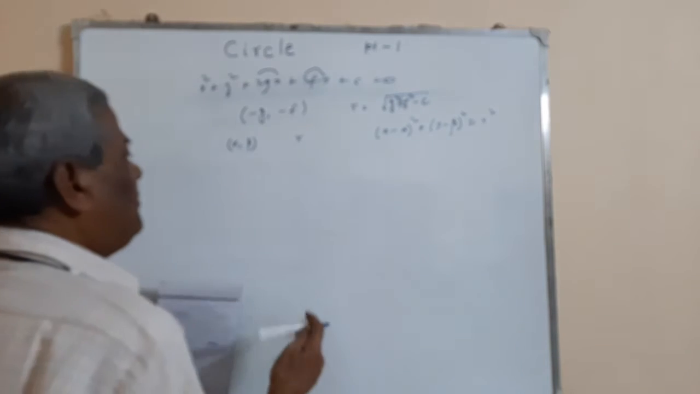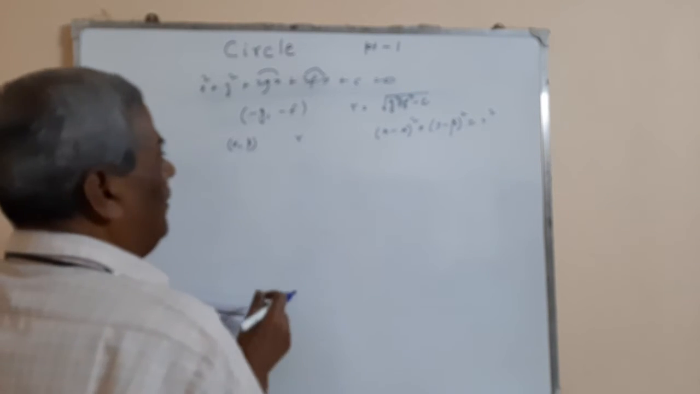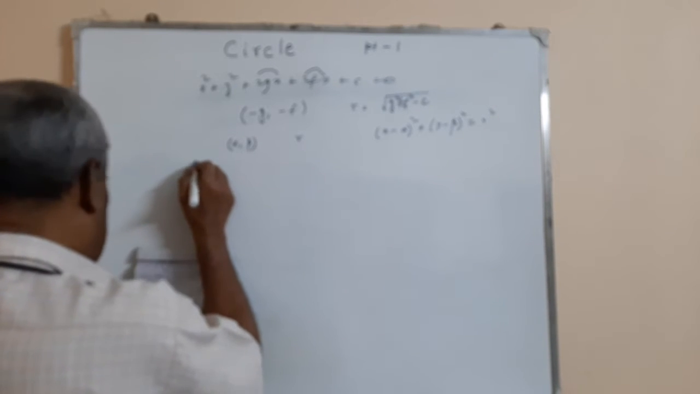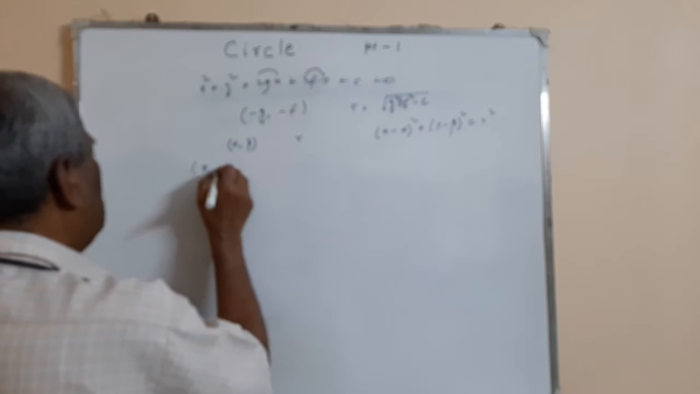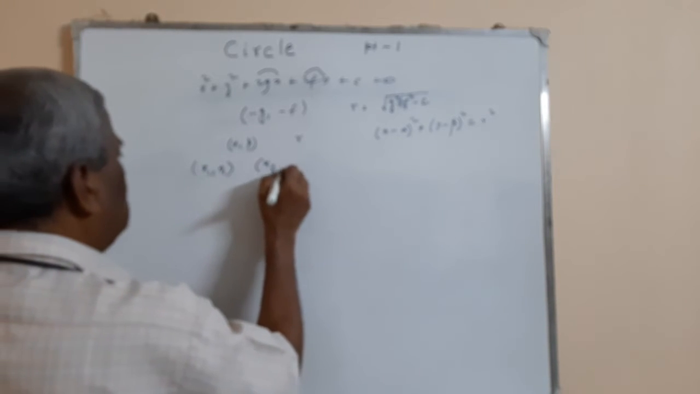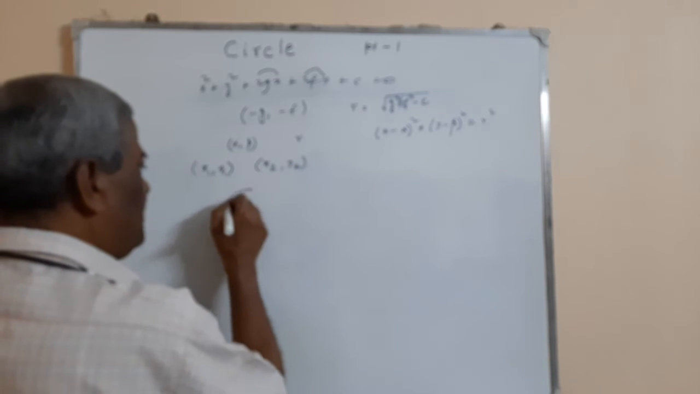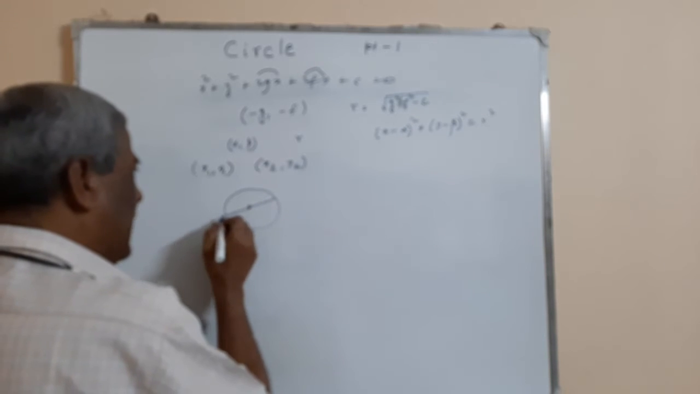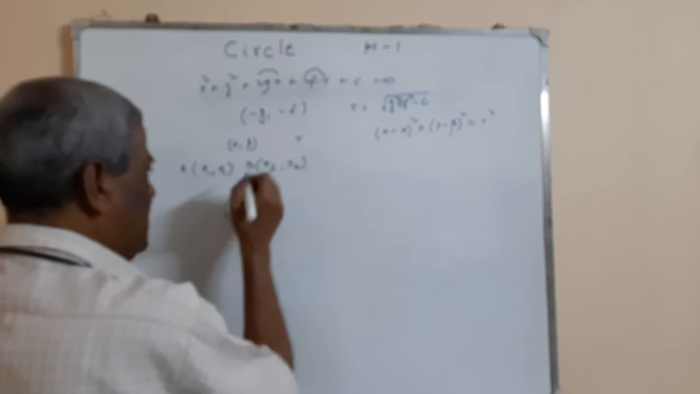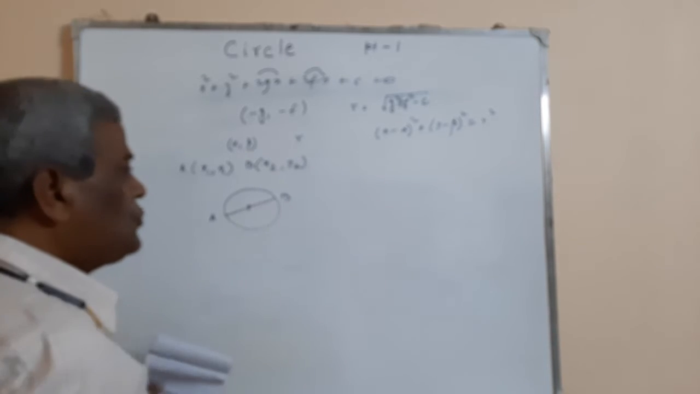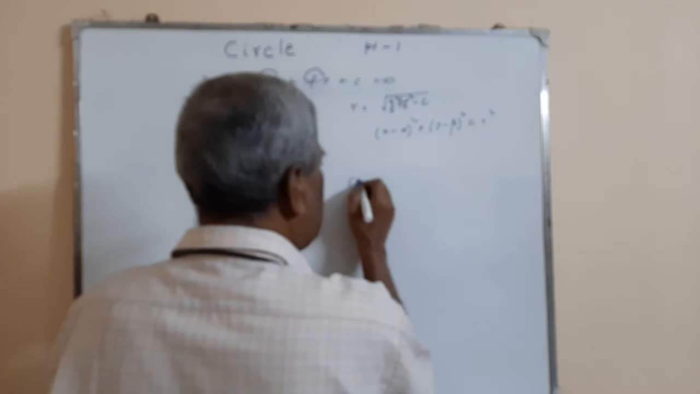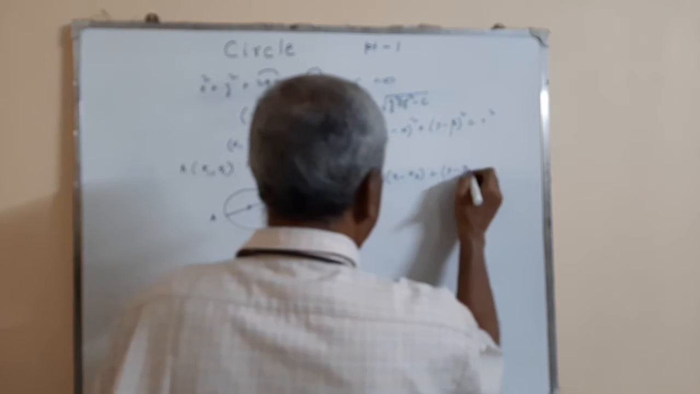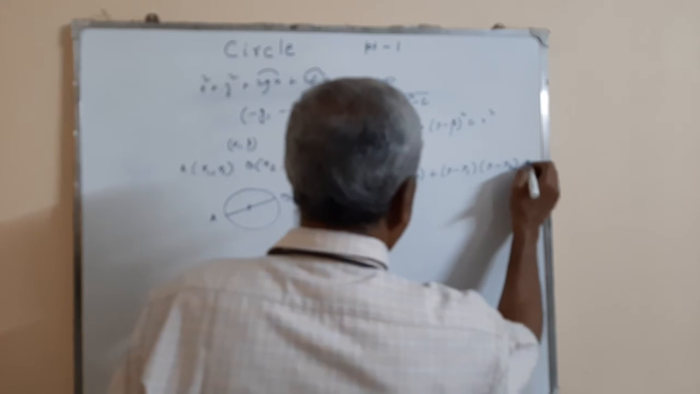Another piece of information: for a circle, if two ends of a diameter are x1, y1 and x2, y2, this is a diameter passing through the center. One end is this A and the other end is B. Then the equation of the circle is x minus x1 into x minus x2 is equal to 0.